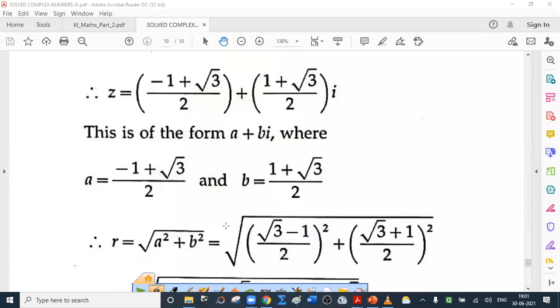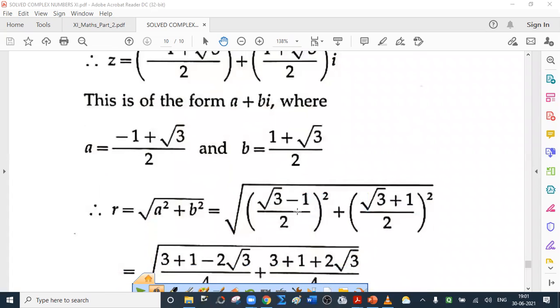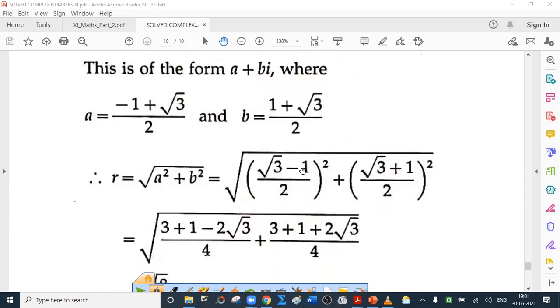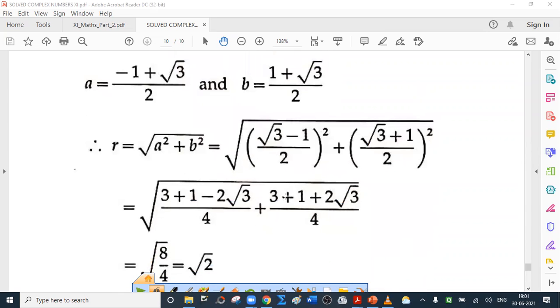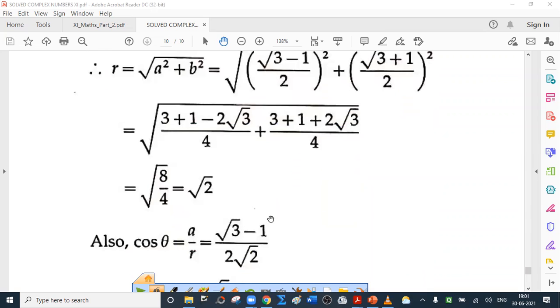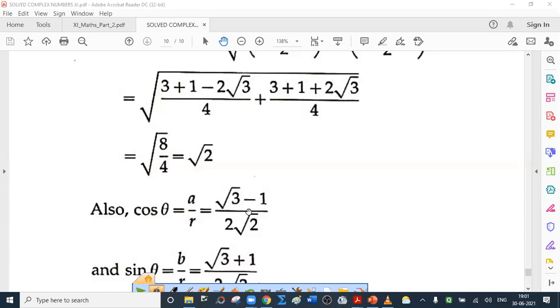What is r? Root a square plus b square. You have to be very careful. See, these are the basics I usually talk about. You should be able to square this, then you should be able to add fractions. So on simplification, you get r as root 2. Right? Now, what is cos theta? Root 3 minus 1 upon 2 root 2. Do we know the angle whose cosine ratio is this? No, we don't. So cos theta is this.